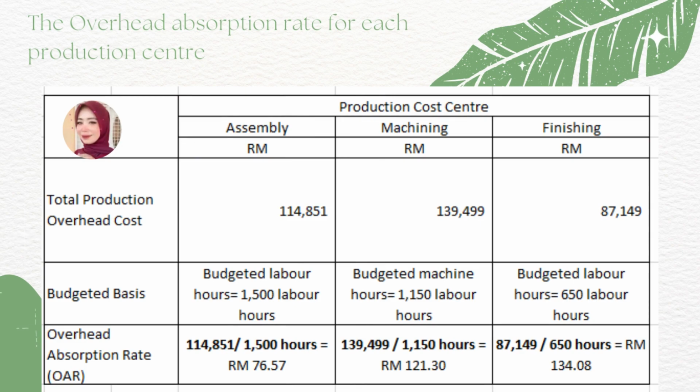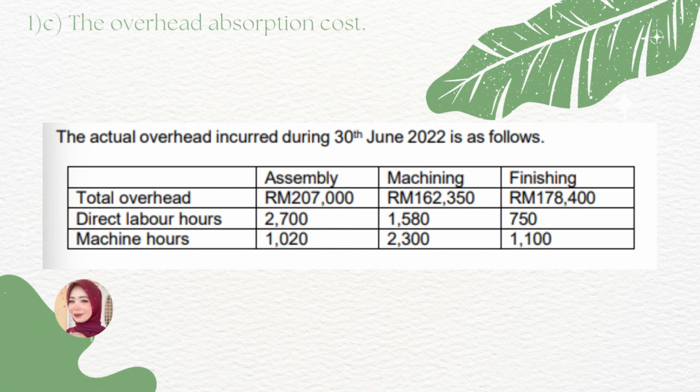Once we have completed the overhead analysis sheet, we need to prepare the overhead absorption rate for the production cost centers. On a budgeted basis, the assembly and finishing departments apply the budgeted labor hours, while the machining department applies the budgeted machine hours. Once we have the estimated overhead cost, we compare it to the actual overhead incurred during 30 June 2022 to get the overhead absorption cost.